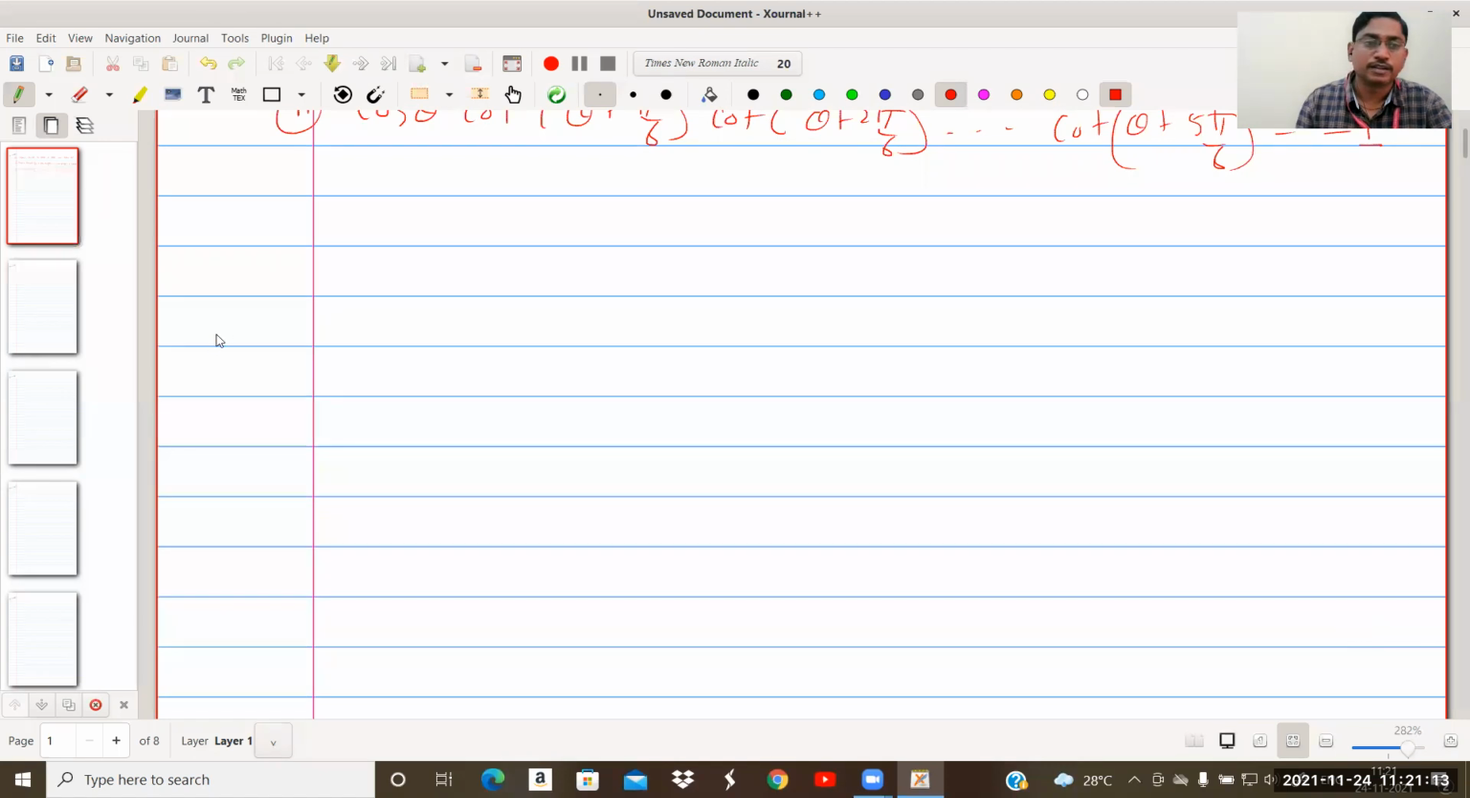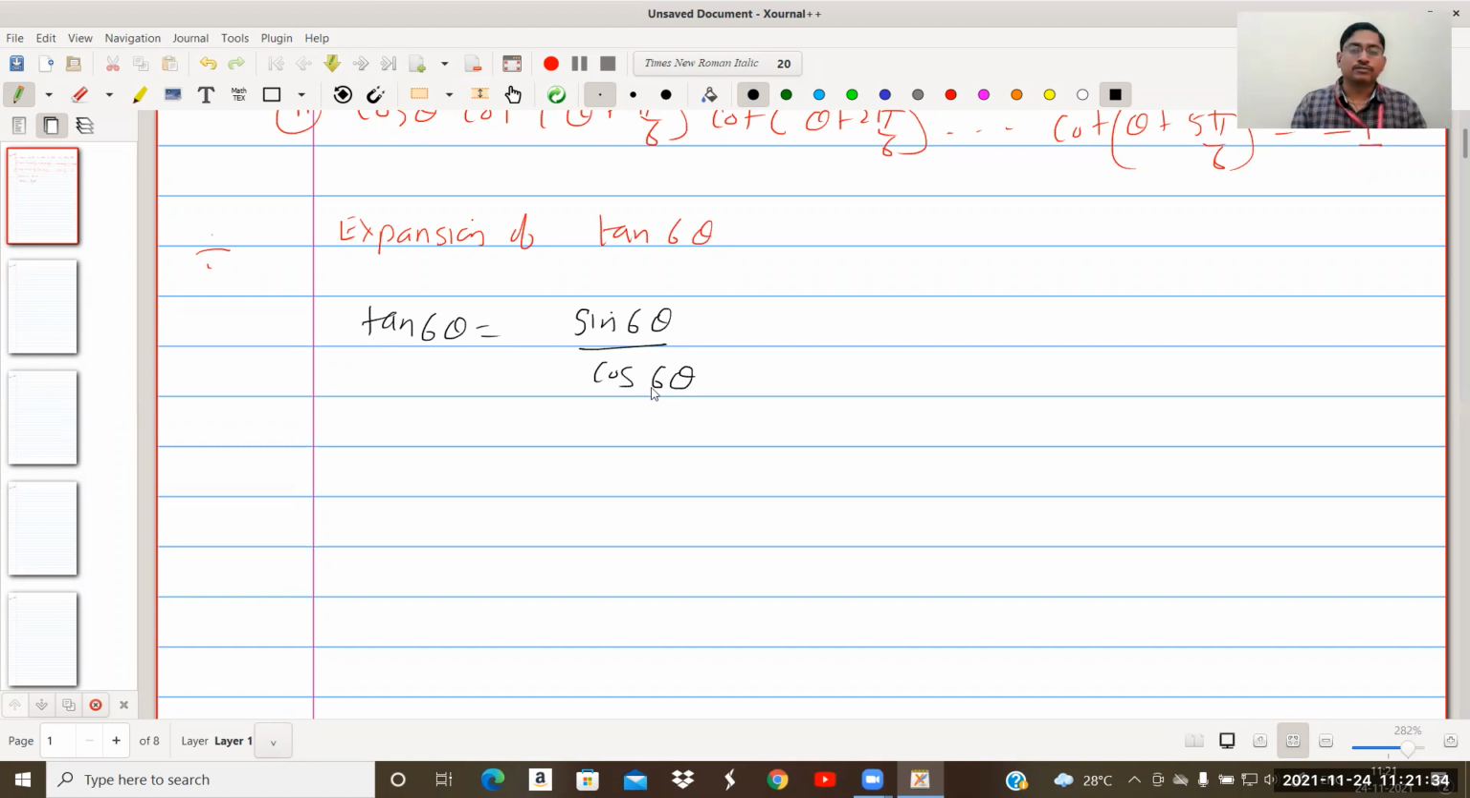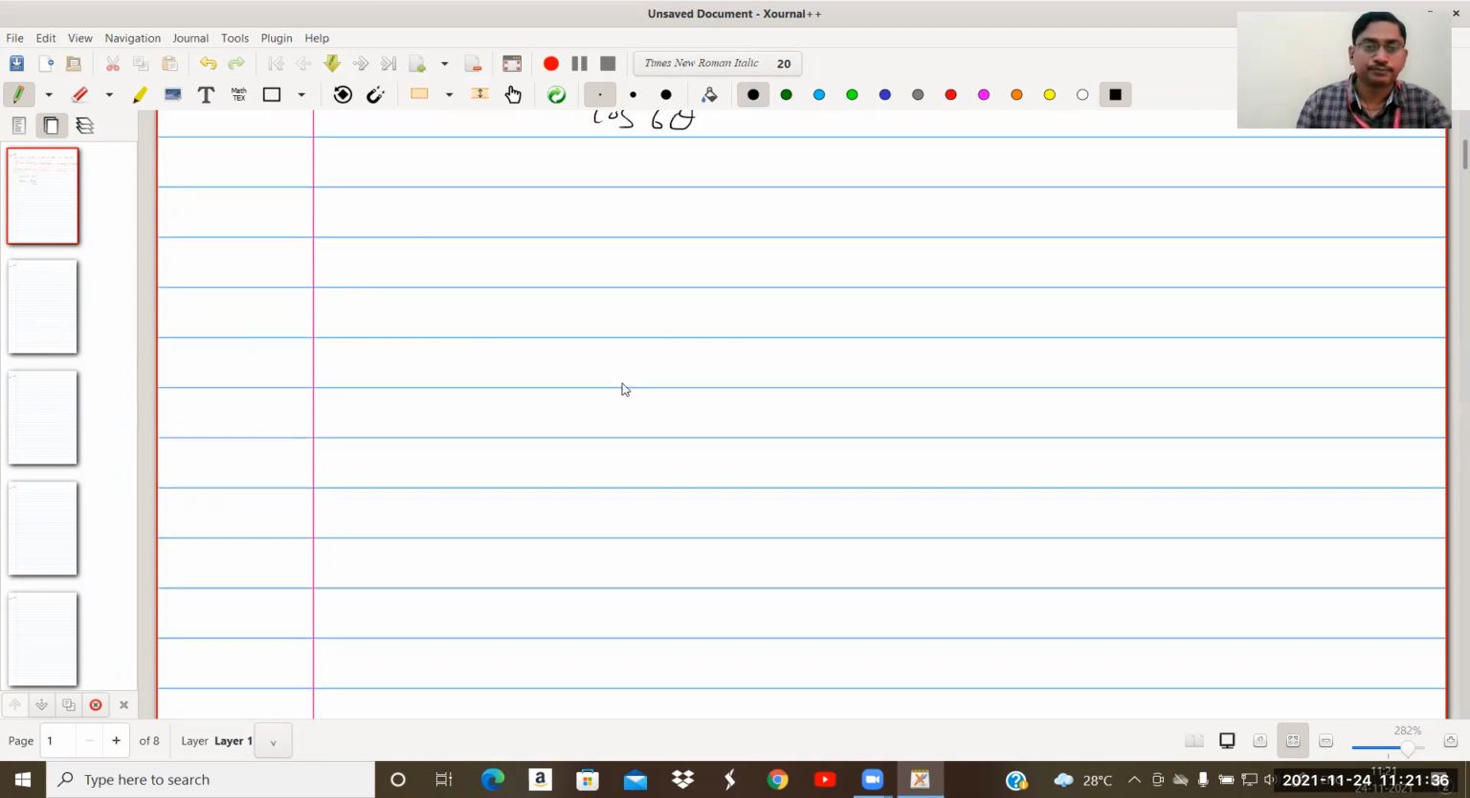Now we have to expand tan of 6 theta. First part is expansion of tan 6 theta in terms of tan of theta. So how can tan 6 theta be written? The tan 6 theta can be written as sine 6 theta divided by cos 6 theta. And now this we need to calculate. So cos of 6 theta plus i sine 6 theta, by De Moivre's theorem, is cos theta plus i sine theta raised to 6. Now we want to expand this.